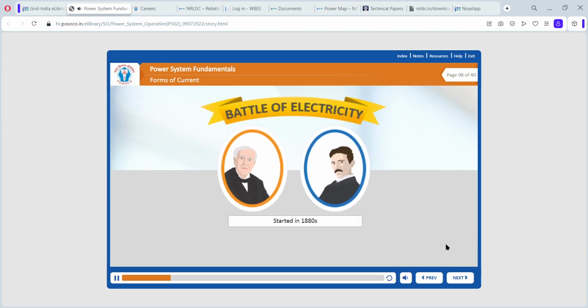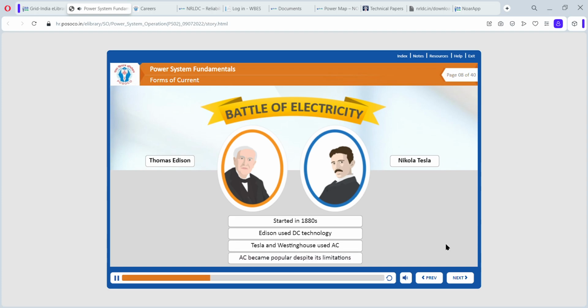In the 1880s, an epic battle started between Thomas Edison and Nikola Tesla. Thomas Edison and his company supplied power with the help of DC technology. Nikola Tesla and George Westinghouse started to use AC for transmission of power. AC has one inherent advantage.